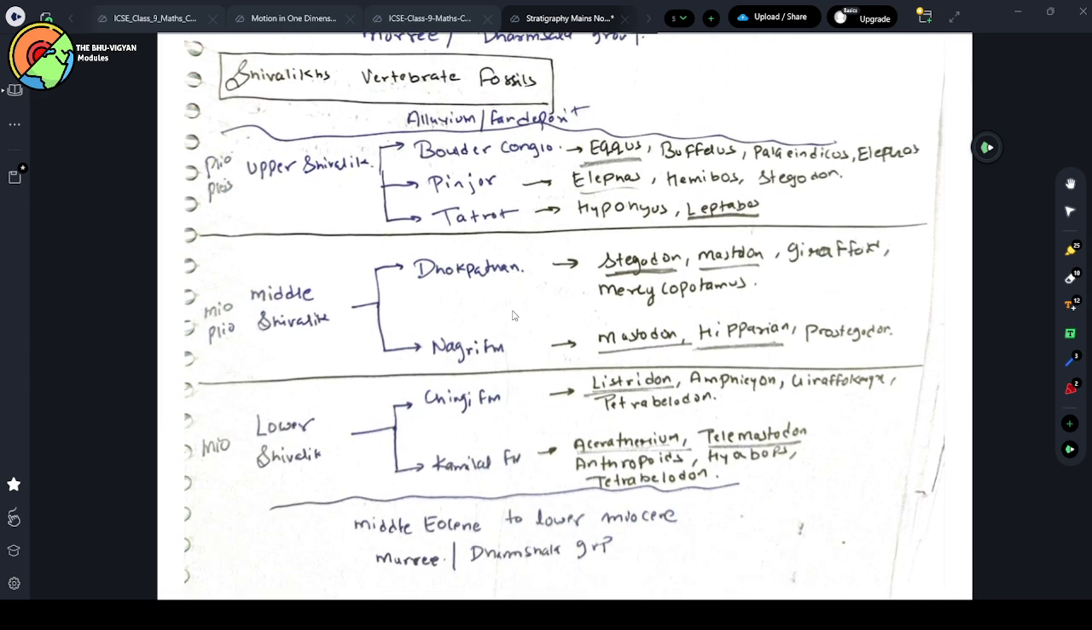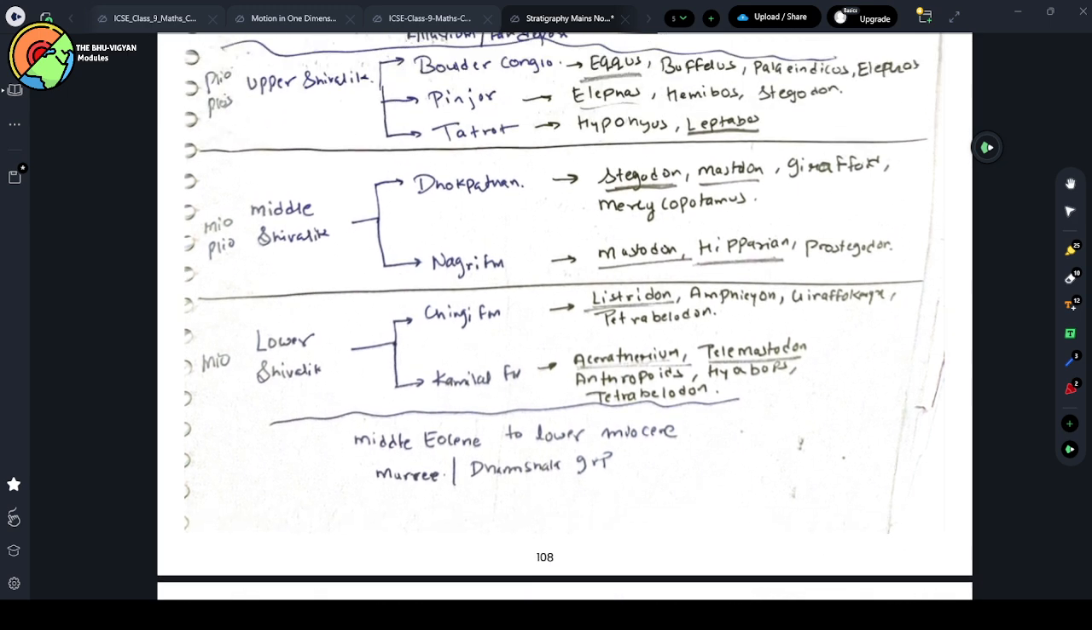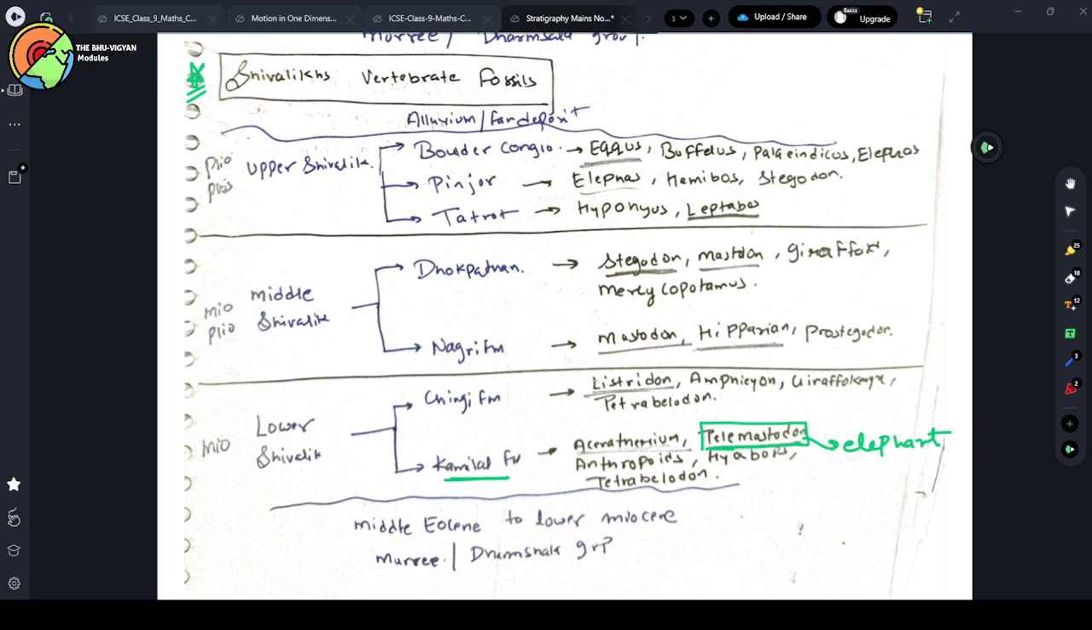Now if we talk about the vertebrates present here, this is an important question for exam. Okay, if we talk about the vertebrates present here, in the lower Shivalik, which is Kamlial formation, here you have to remember this only, because remembering all is very difficult. So Telemastodon, it is a type of elephant. And in Chinji we have Listriodon, you can remember this name.